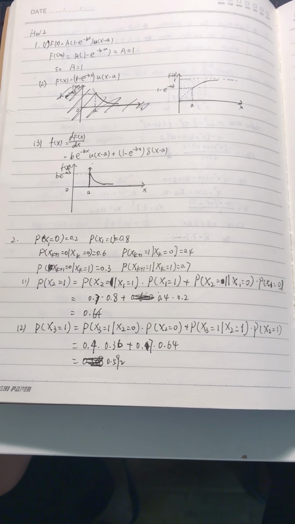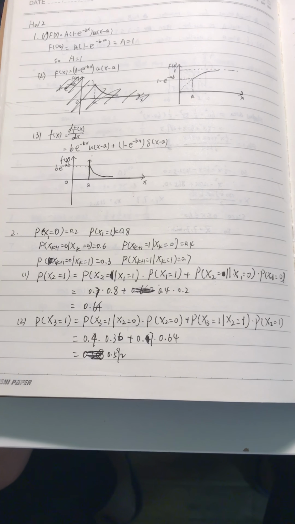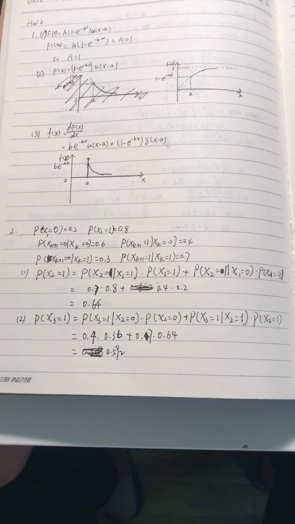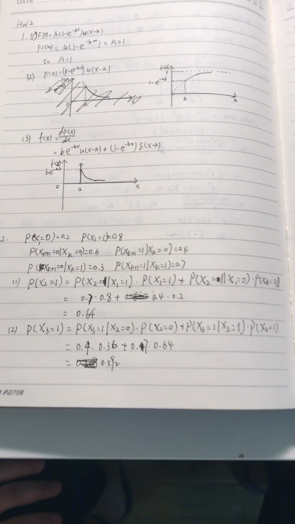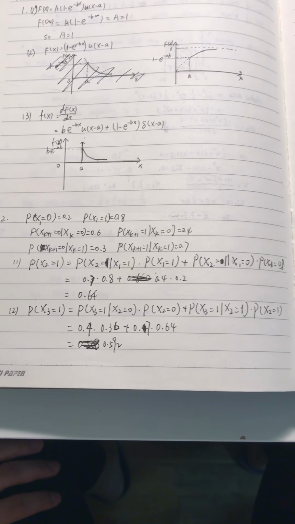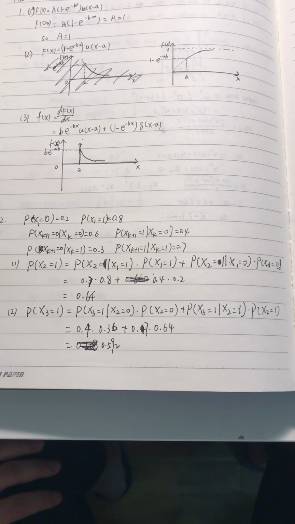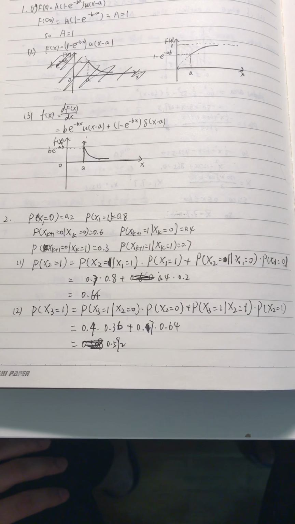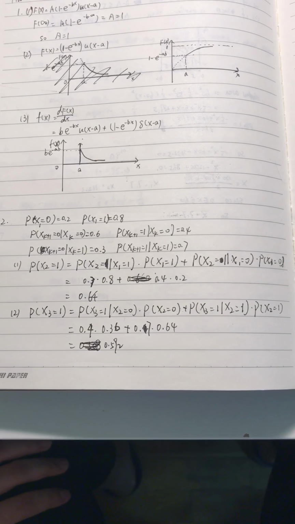This video is about the homework 2. First is question 2. There are some details about this question. For the first question, we need to know the probability that x2 equals 1.